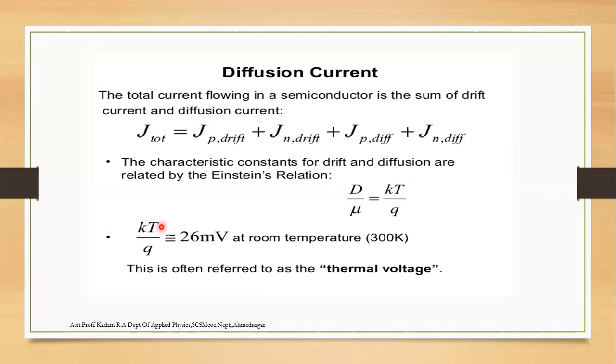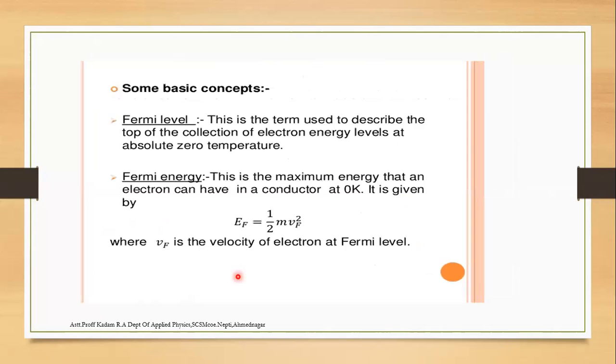That is kT divided by q. At room temperature, approximately 300 Kelvin, this is often referred to as the thermal voltage. That is known as the thermal voltage.